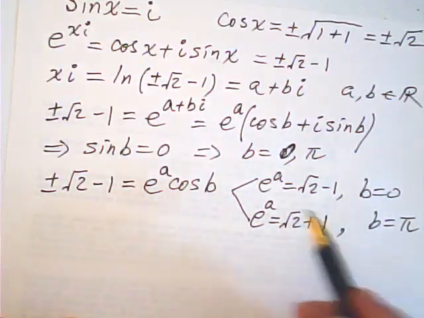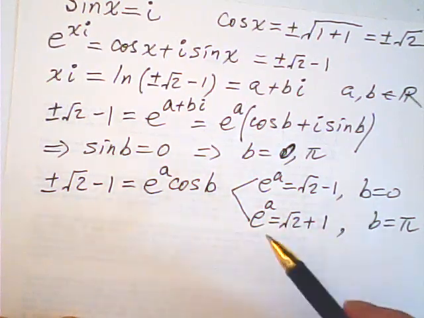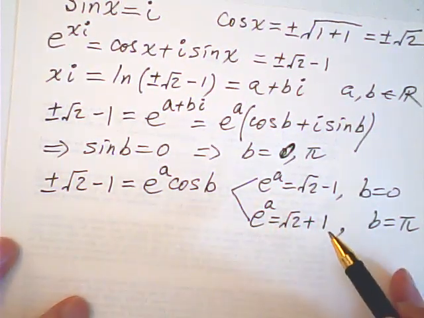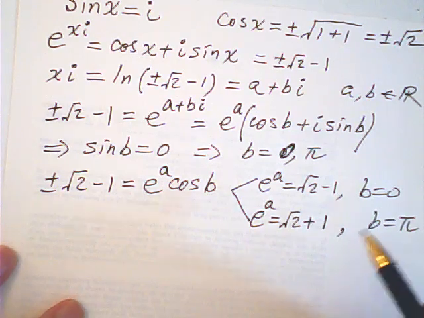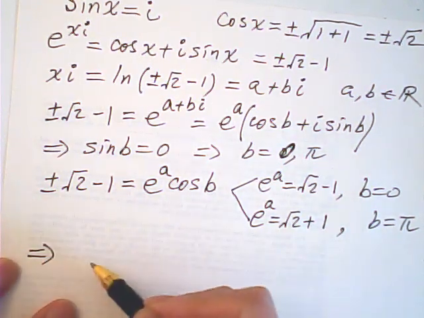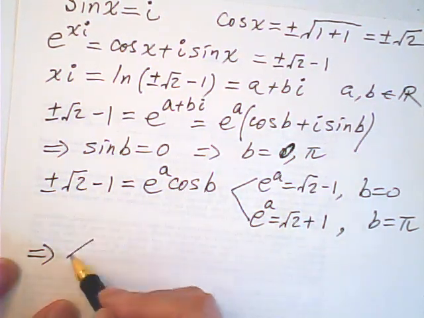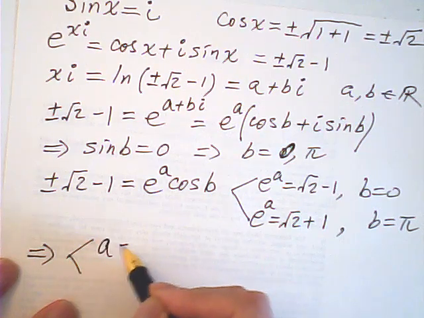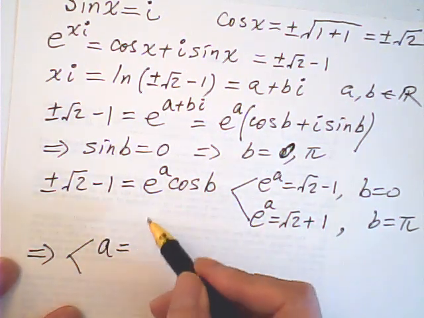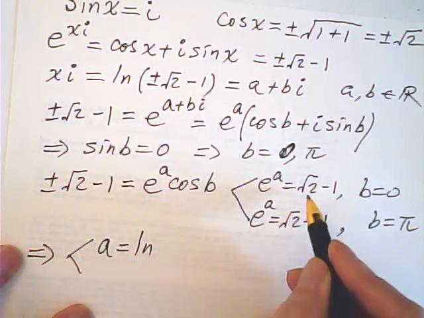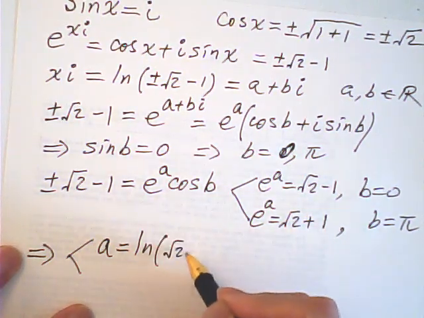Well, I hope you can follow, right? This means that a is equal to natural log root 2 minus 1.